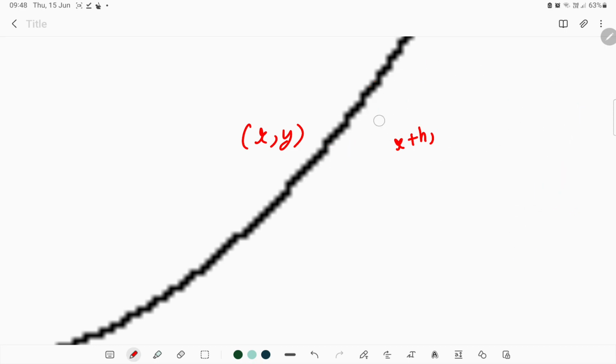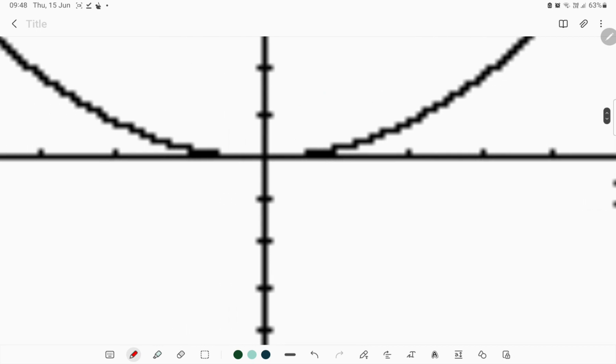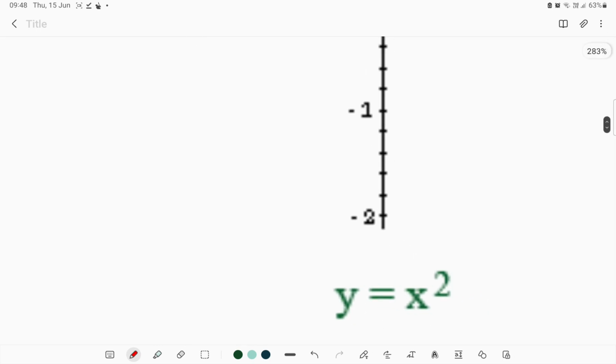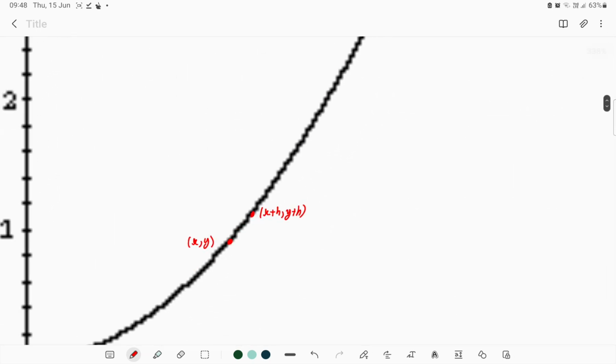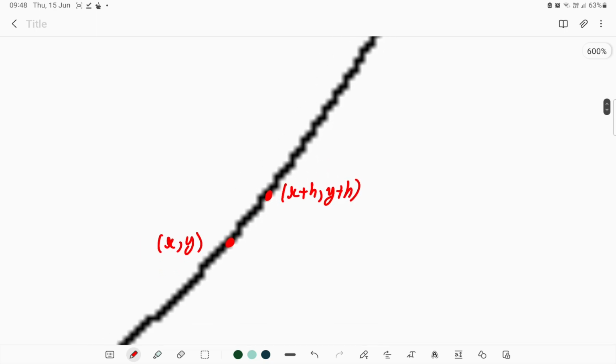Well, let's do something like this. Let's take our point, and then this point. This is x comma y, this is x plus h comma y plus h. And now we're going to make use of our function. Our function is y is equal to x squared.